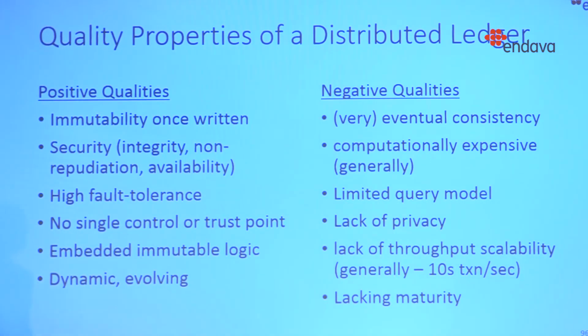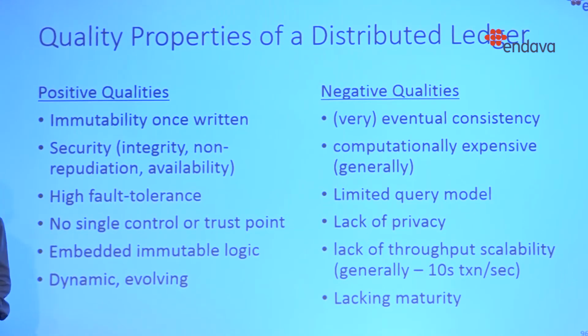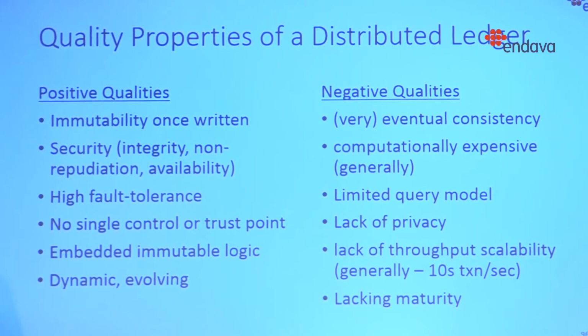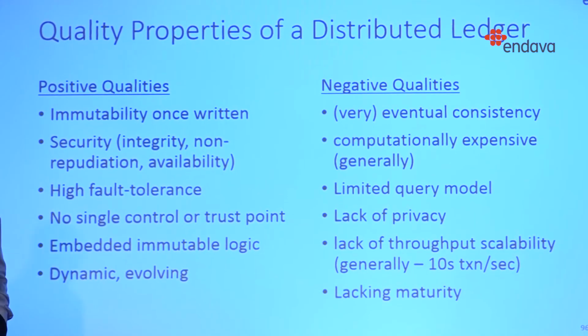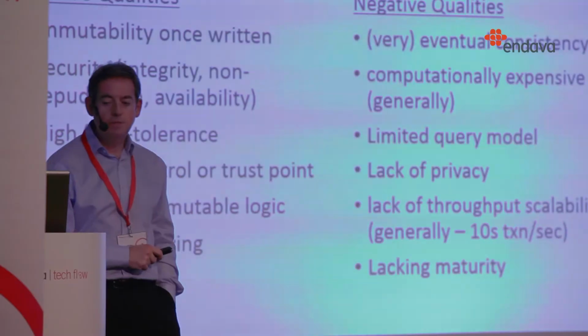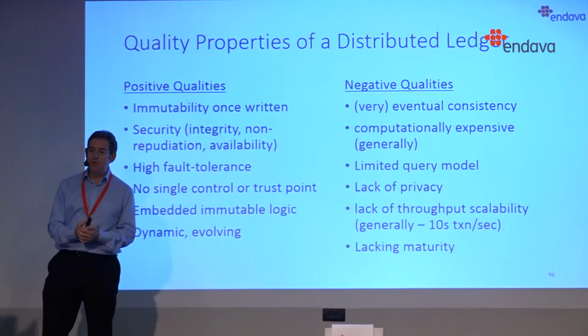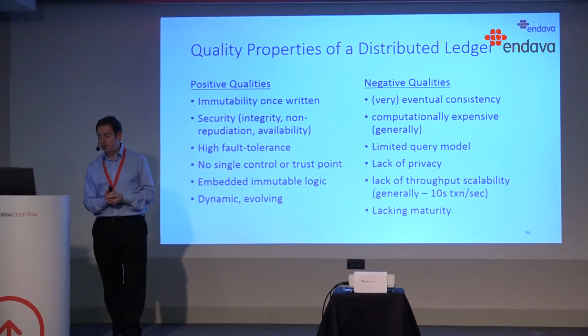So what's it like to use a distributed ledger? It's immutable once written. That's probably a good thing, unless you've made a mistake. See earlier comment to developers. It's secure in that it's high integrity. It's very good for non-repudiation. It's very hard to deny you did something to a blockchain. And it's highly available. Very fault tolerant. Doesn't have a single control point. Again, that's probably good. Helps with resiliency and trust. And it allows you to stick logic into it. So it's a bit like a traditional database.